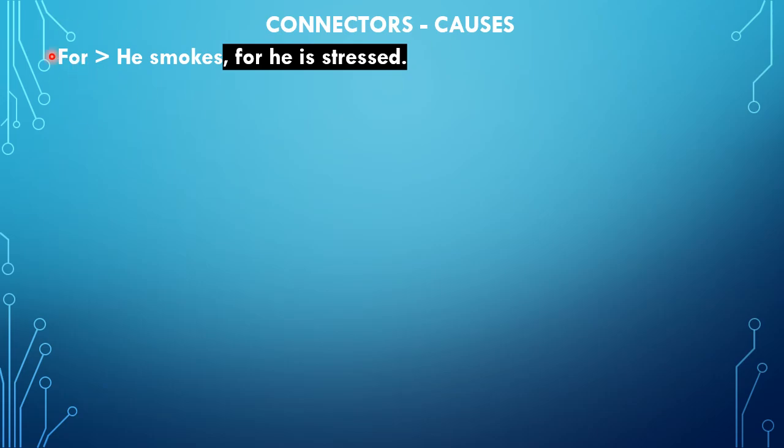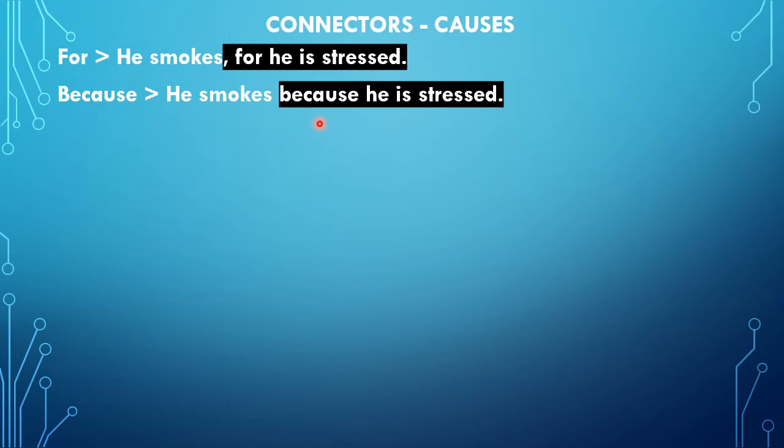The first one is for, obviously. The word for means because. He smokes, comma, for he is stressed. He smokes because he is stressed. The highlighted clauses here refer to the causes. Why does he smoke? See, it answers the question. He smokes because he is stressed. For is a FANBOYS conjunction, so you need a comma. So again, pay attention to the structure, the use of commas, the use of semicolons.